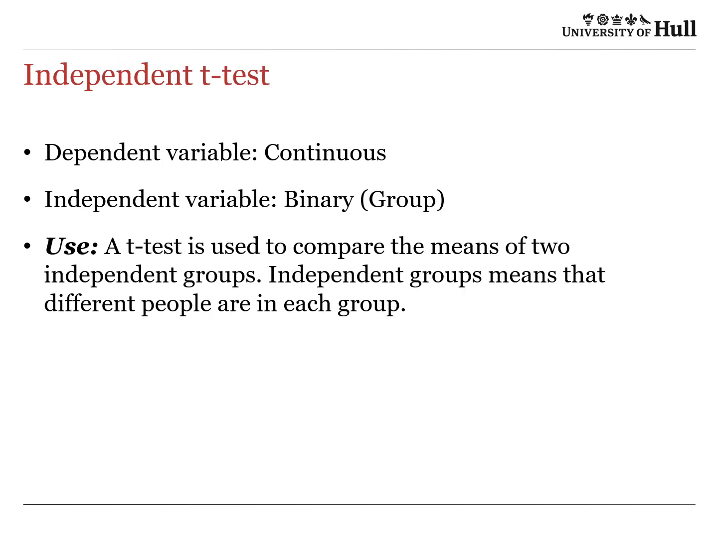The appropriate test to use in this case is the independent t-test. The dependent variable, the score on the questionnaire, is continuous, and the independent variable is binary, in other words, grouped. So the t-test is used to compare the means of the two independent groups, and independent groups means that different people are in each group.